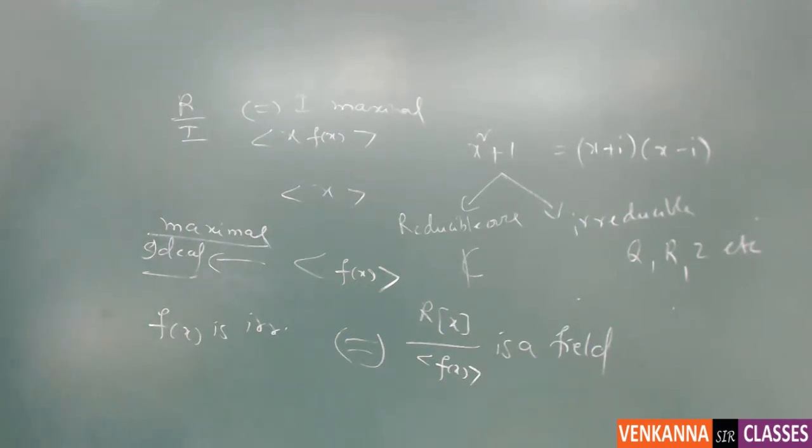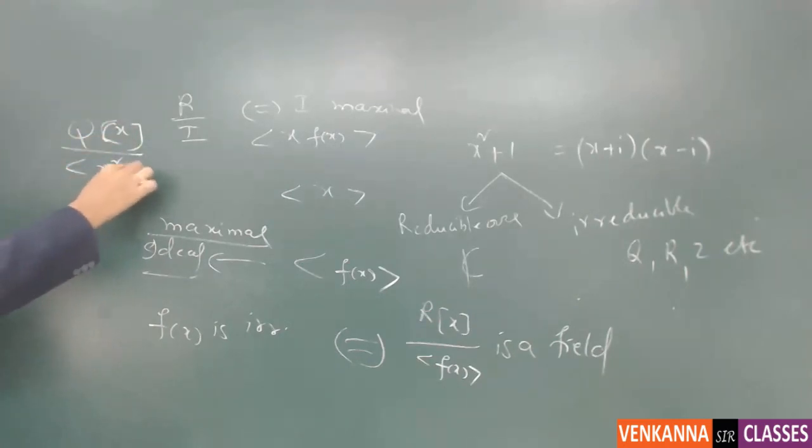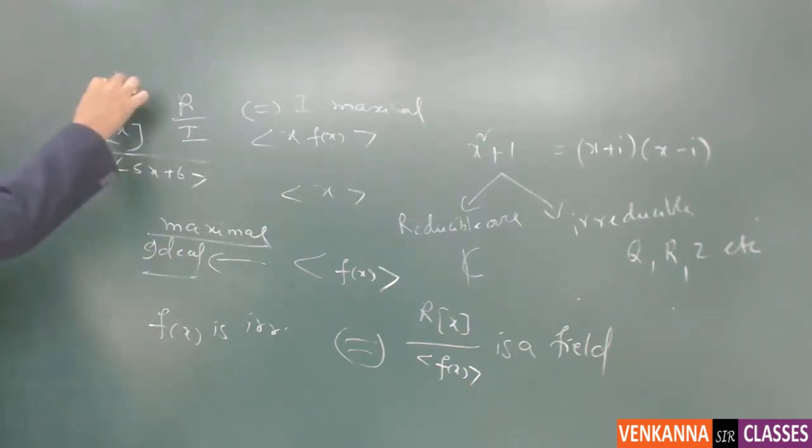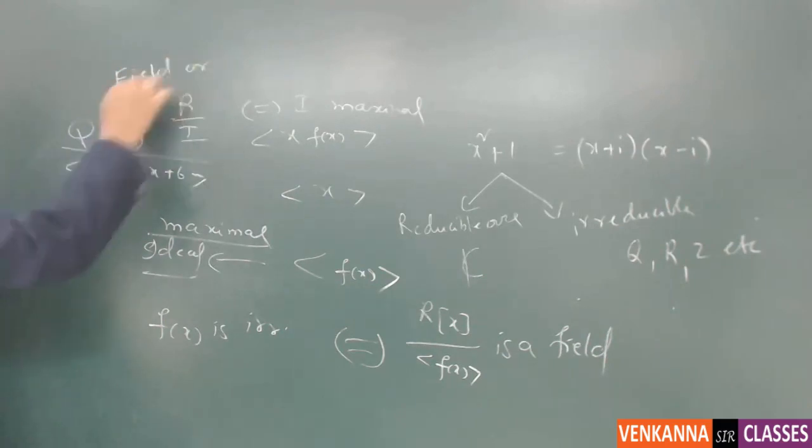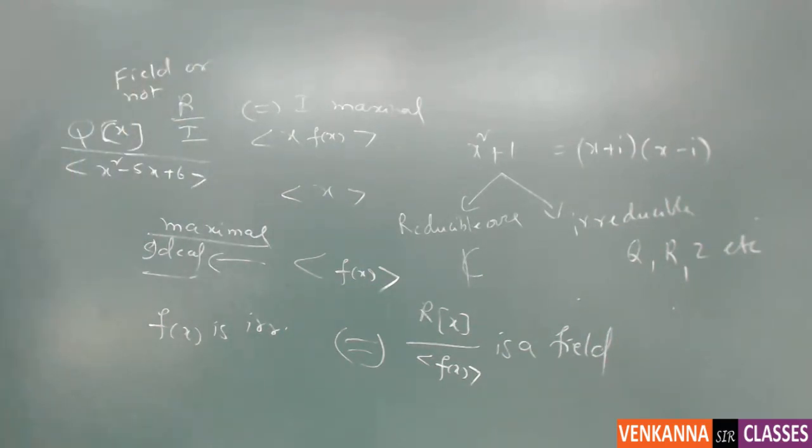Now I will give a simple technique. Suppose you have taken the quotient ring Q of x by the polynomial multiples of x square minus 5x plus 6. Now the question is, is it a field or not? For that, it is enough to verify whether the denominator polynomial is irreducible or not. Because if it is irreducible, this polynomial's multiples will become a maximal ideal. If it is a maximal ideal, the quotient ring will become a field as per the known results.